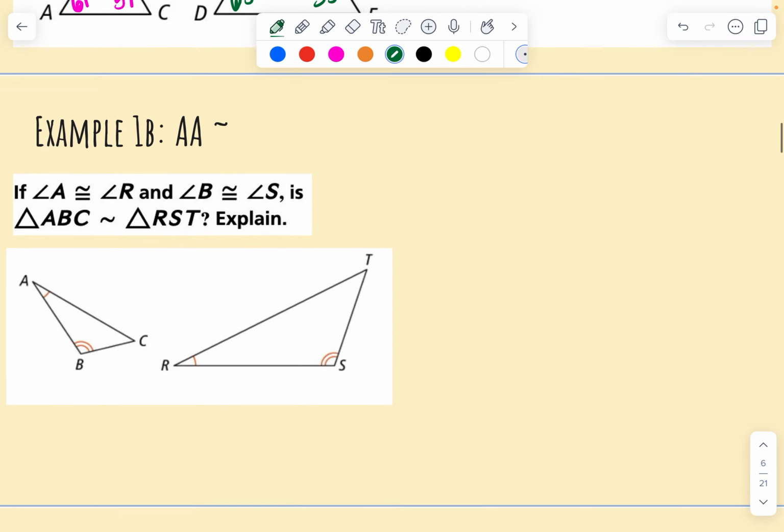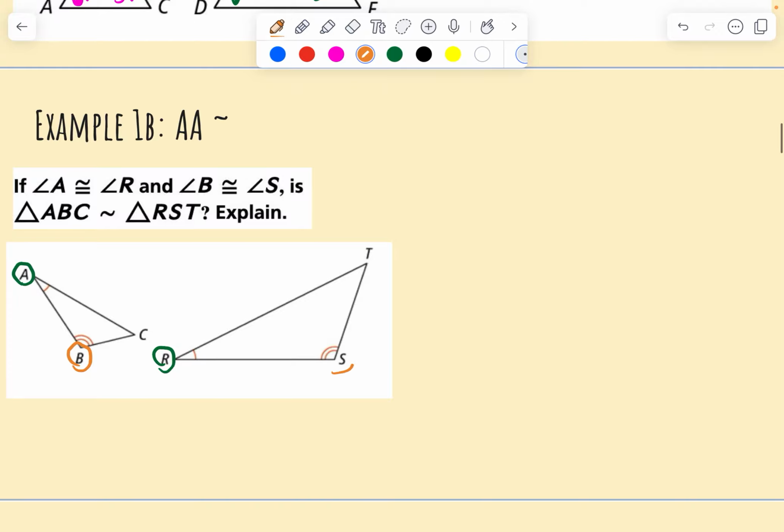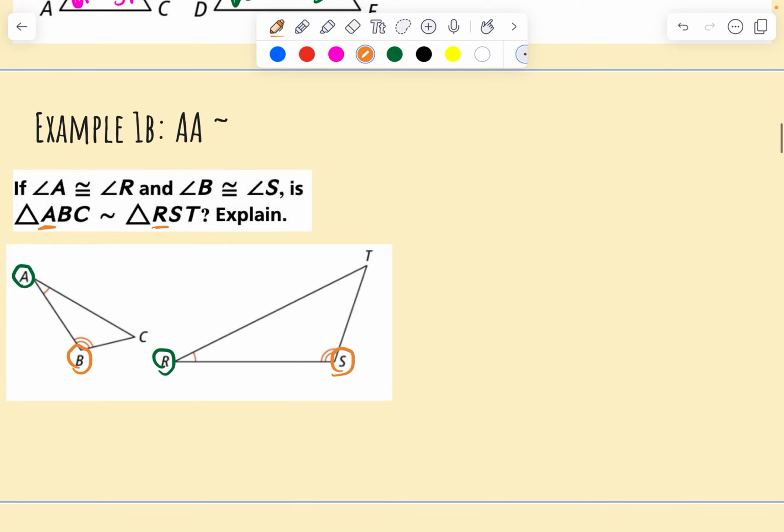So here, they're telling me that angle A and angle R are the same. They're also telling me that angle B and angle S are the same. And we see here that A and R correspond to each other. B and S correspond to each other. So since we have 2 pairs of congruent angles, yes, they are similar. We can say they are similar by AA. That means angle, angle.